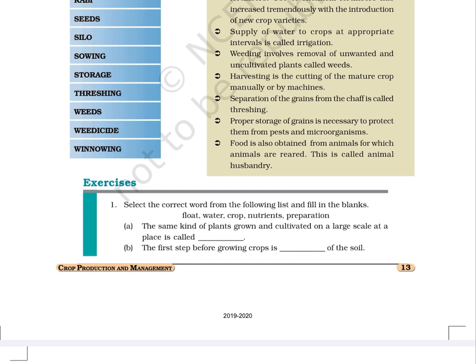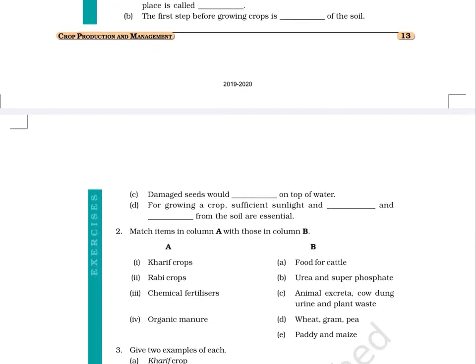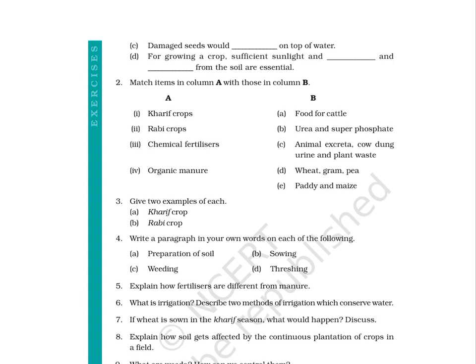Exercises. Exercise number 1. Select the correct word from the following list and fill in the blanks. Float, water, crop, nutrients, preparation. A. The same kind of plants grown and cultivated on a large scale at a place is called blank. B. The first step before growing crops is blank of the soil. Page 14. C. Damaged seeds would blank on top of water. D. For growing a crop, sufficient sunlight and blank from the soil are essential.